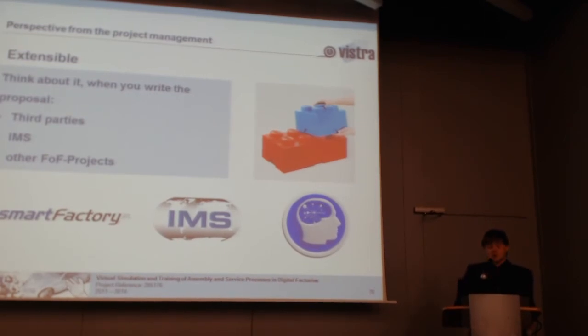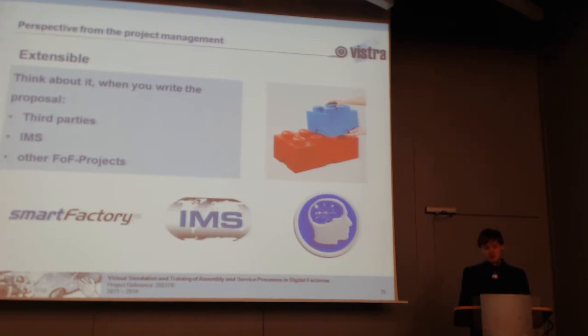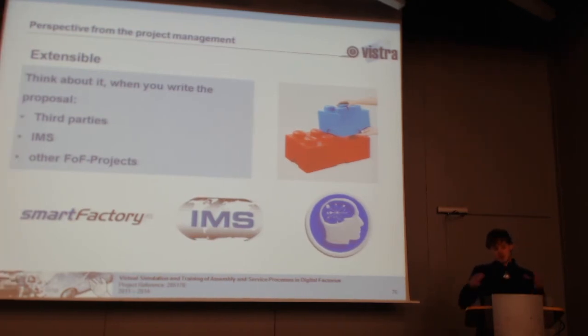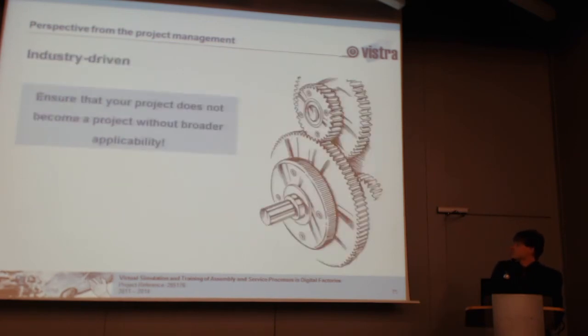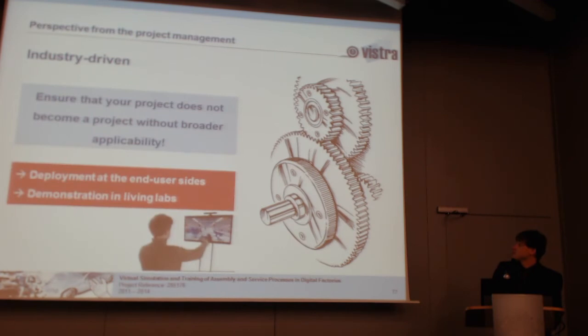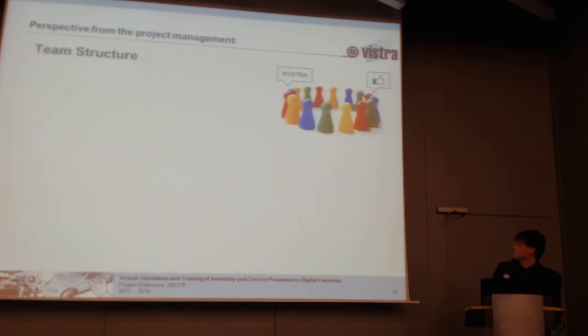Additionally, I would recommend to make your project extensible. And this is something you have to think about when you write a proposal. So think about third-party involvement, think about the IMS initiative, why not? So make your European project international, or try to seek the collaboration with other FP7 projects, like we did with the No4Car project, and like we try to do with other projects today. Yeah, I talked about the industry-driven character of projects, which is really important.